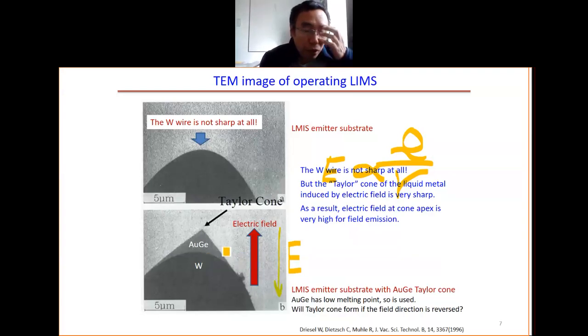Yes, there will be a Taylor cone. As long as you have the electrical field in the liquid, the liquid will be stretched, so you will also form the Taylor cone. But you will not have the gold or germanium ions.